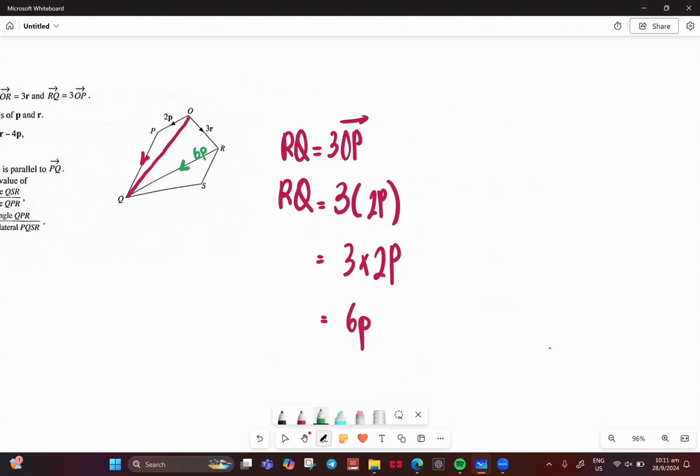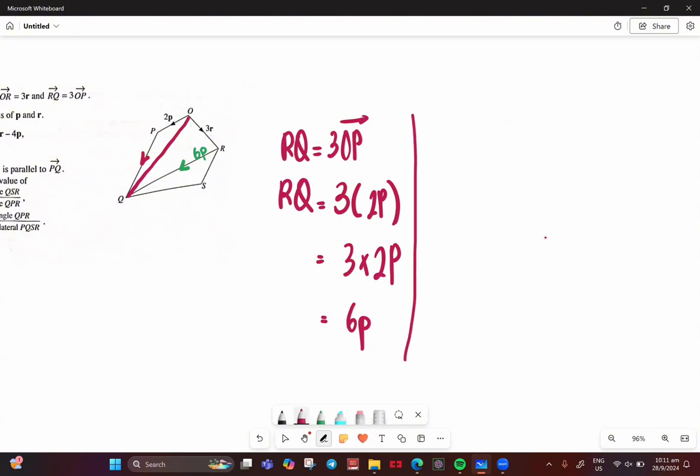Let me break it up first. I break this up into half, and I will say, how do I find OQ? Anyone want to tell me how to find OQ? OR, very good. OR plus RQ gets me to OQ. You are absolutely correct. So that is your second step. You have to go bit by bit.